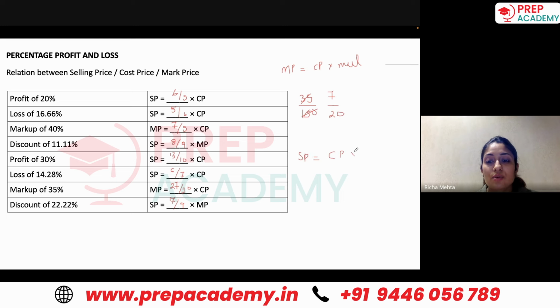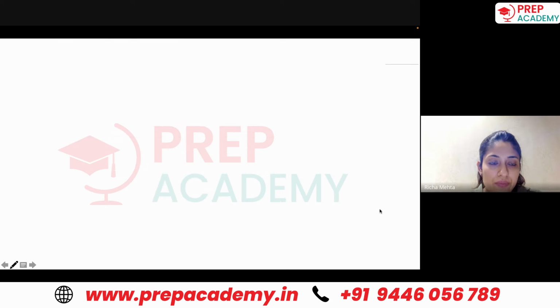Selling price is equal to cost price into multiplier. Mark price is equal to selling price into multiplier. Sorry, my mistake. Selling price is equal to mark price into multiplier because discount is applied on mark price, right? And your markup is equal to CP into multiplier. These three are very important. You should not make a mistake in this. Yes, ma'am. All right.